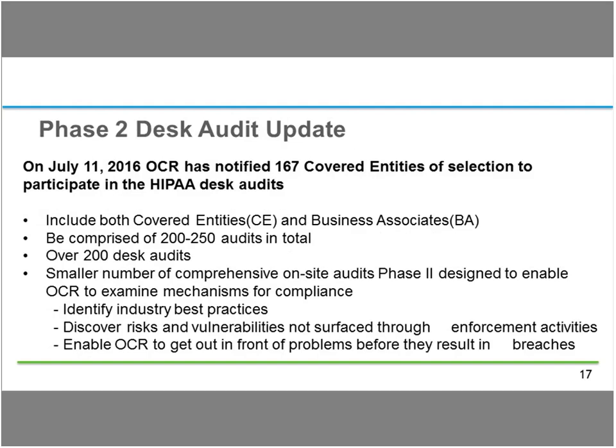So what is the update I have on the phase 2 desk audit? I think some of them we've already covered, and it actually started on July 11, 2016. They haven't published the results yet. 167 entities have been selected, and they have already identified the business associates they are going to be auditing as well. Close to about 40 to 50 business associates have been identified based on the last information we received from them.